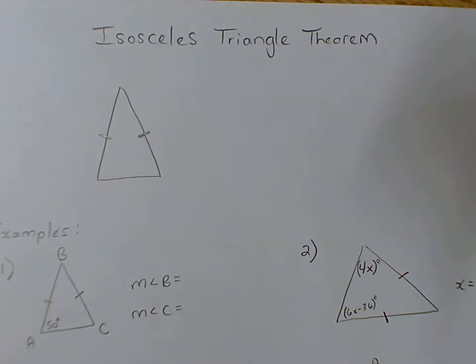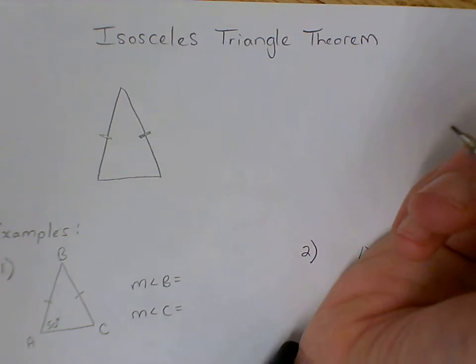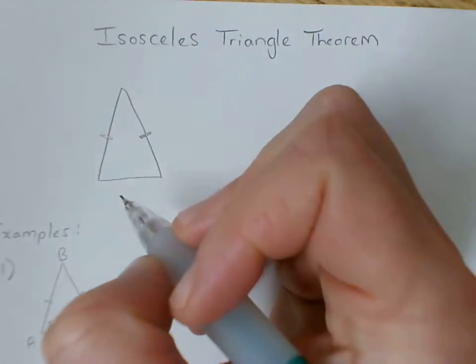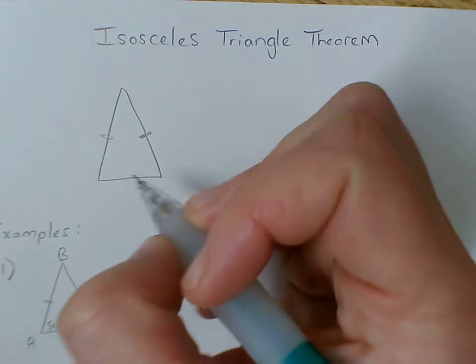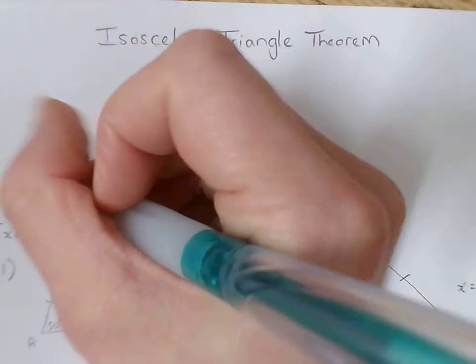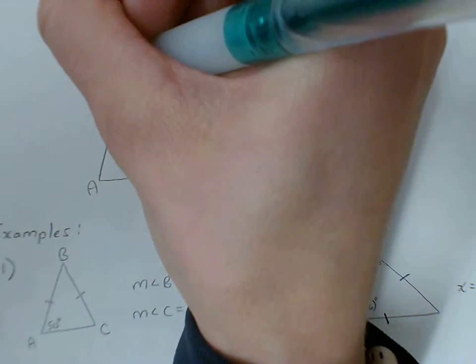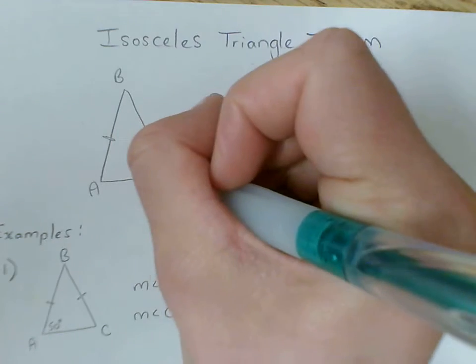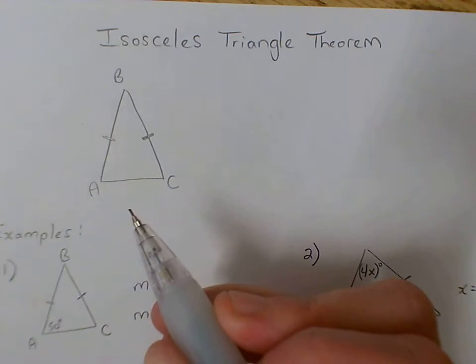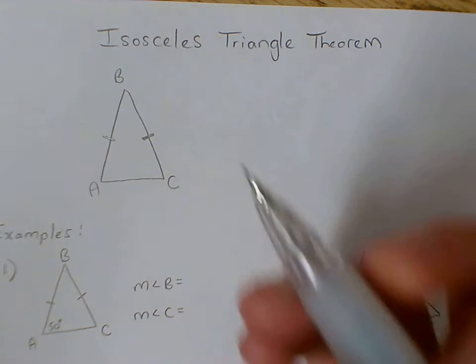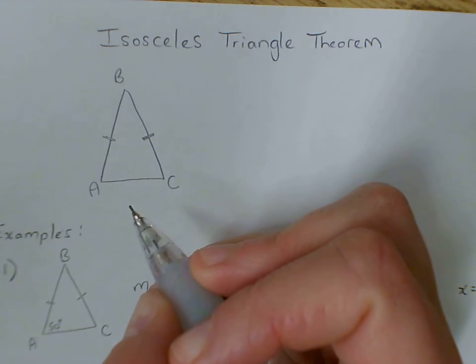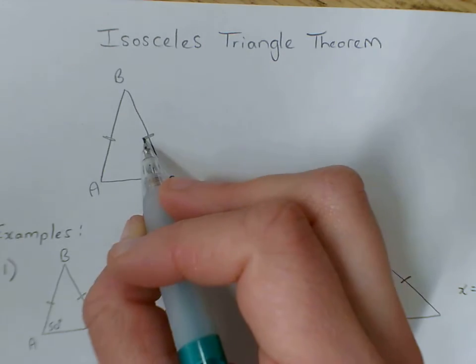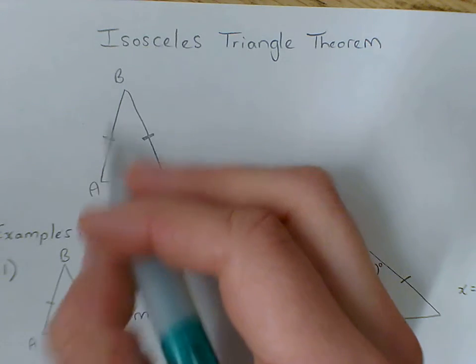What this theorem says is that if you have an isosceles triangle, then what's called the base angles are equal. Let me label this triangle. Let's say that those are angles A, B, and C. So what are your base angles? Your base angles are the angles that are opposite of these congruent sides.